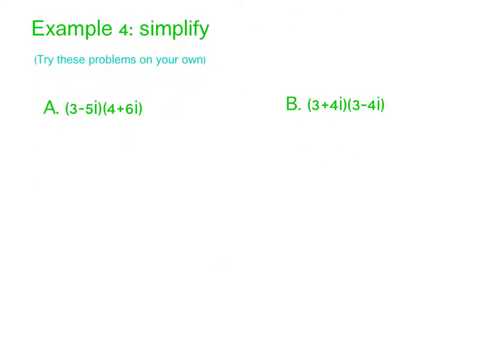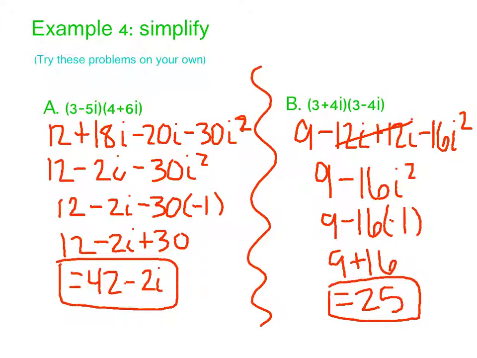Try these two problems on your own. Don't forget to follow the steps. Then check your answers with mine when you are done. These are the answers to problem A and B. A is 42 minus 2i, and B is 25.